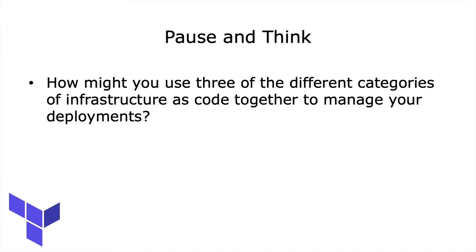Now that we covered all the different categories of infrastructure as code, I want to pose a question. How might you use 3 of the different categories of infrastructure as code together to manage your deployments? Take 15 seconds to think about which ones you might combine. Remember, the 5 different categories are ad hoc scripts, configuration management tools, server templating tools, orchestration tools, and provisioning tools.